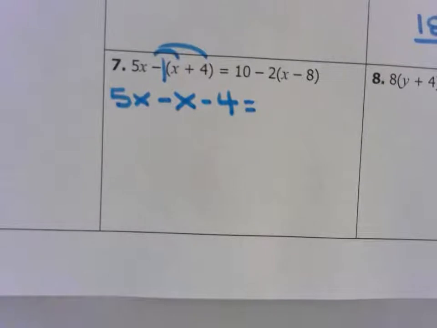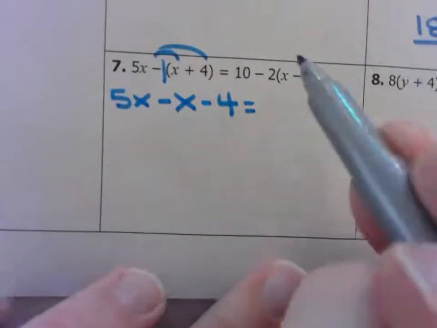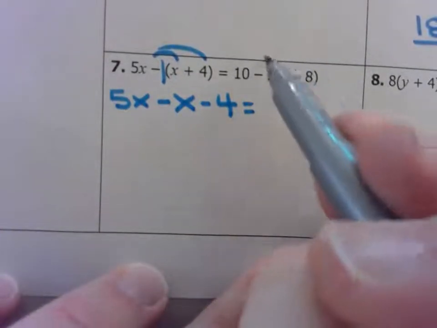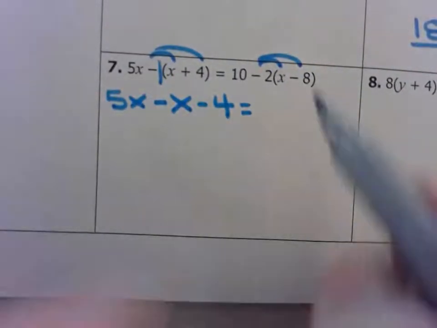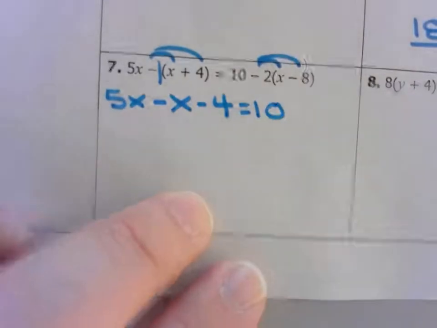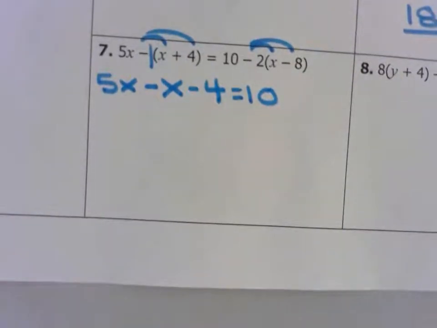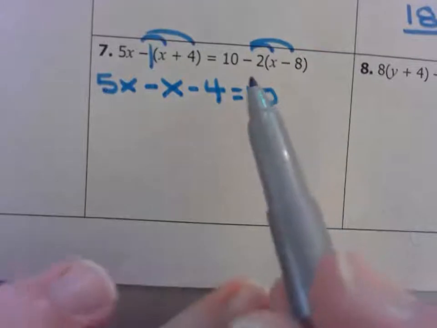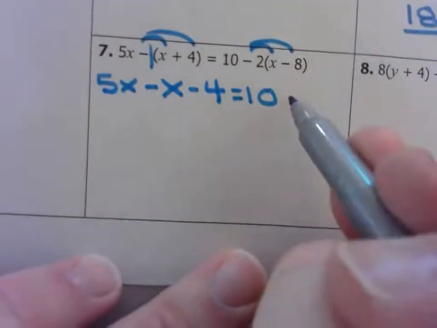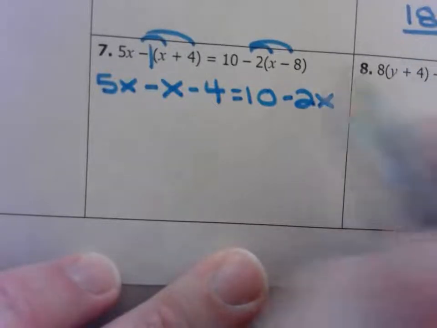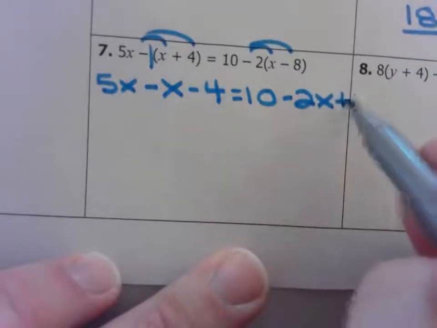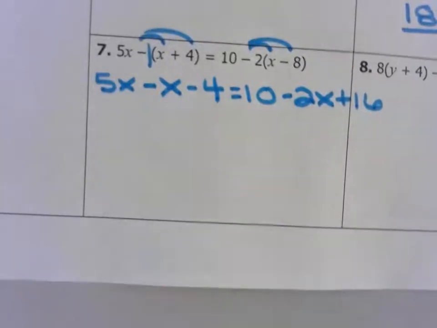On the right side, I need to do what? Distribute -2. So on the right side, I need to distribute the -2. The 10 just stays there because it is not being multiplied by the parentheses, so it just stays there. When I distribute -2, what do I get? -2x. Yep, -2 times -8 plus 16. So if you need to distribute, that is your first step.